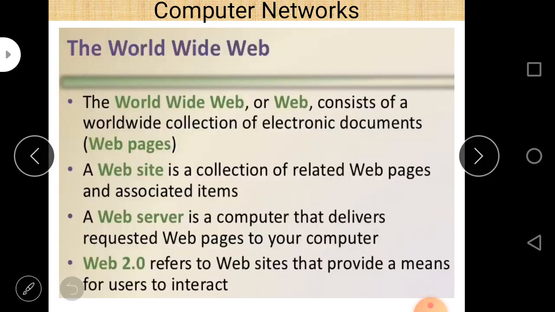Next is a website. It is a collection of related web pages. Web server: it is a computer that delivers requested web pages to your computer. Web 2.0 refers to websites that provide a means for the user to interact.